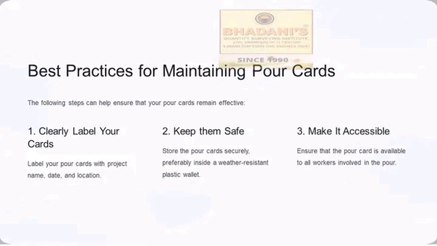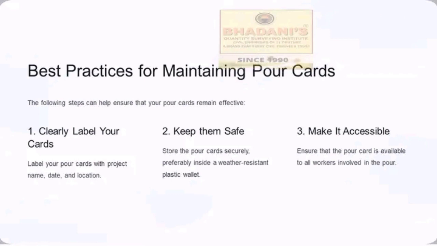Then the next step is make it accessible. Put your pour card in a place that it can be accessed by everybody. A pour card is not a private document. It is a public document that helps each and every project executor, each and every person that is within the project premises to know what to be done on site. If you keep it for yourself, your project may go unsuccessful.